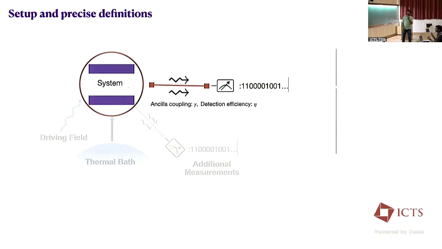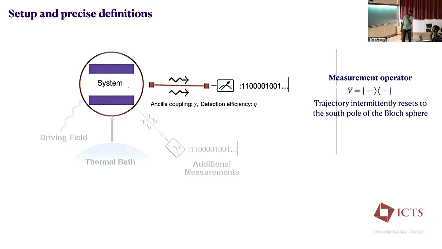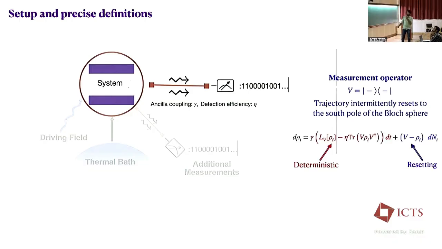So I'll just give a quick run-through of the models that we're looking at. We essentially looked at two-level systems coupled to some kind of detector with this Poissonian noise term. And the measurement operator V, which governs the dynamics, causes the state to reset intermittently to a particular point in the Bloch sphere, which is the ground state, essentially the south pole of the Bloch sphere. And the dynamics is composed of a deterministic part and a part of resetting, where you essentially have these flow-like equations, and they get reset to a particular point in the Bloch sphere.